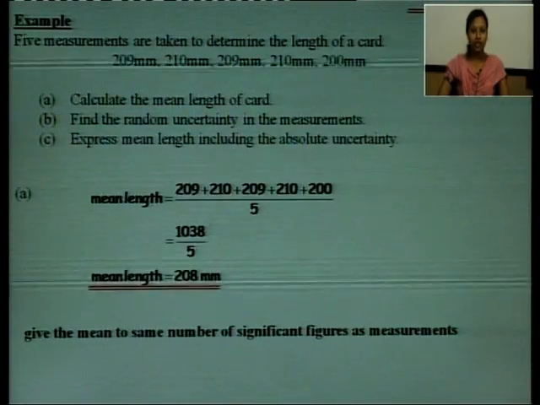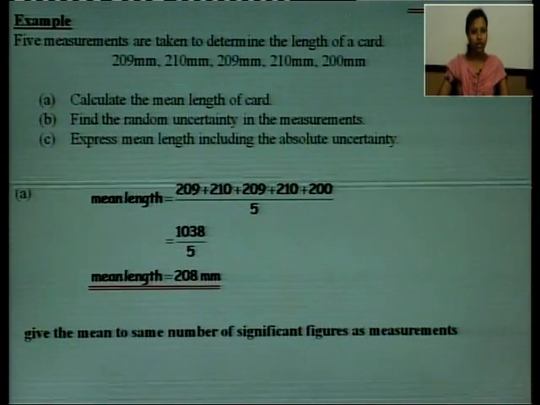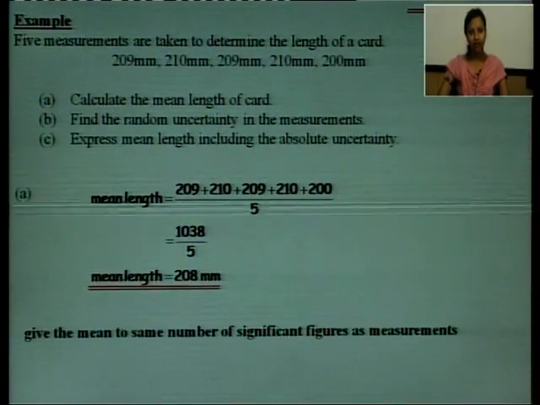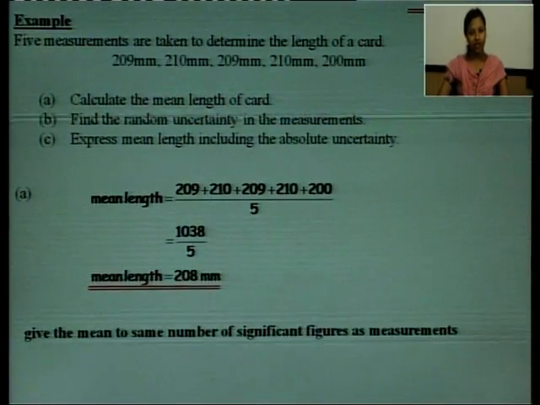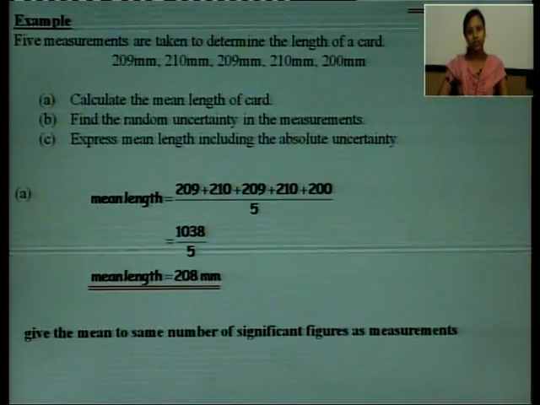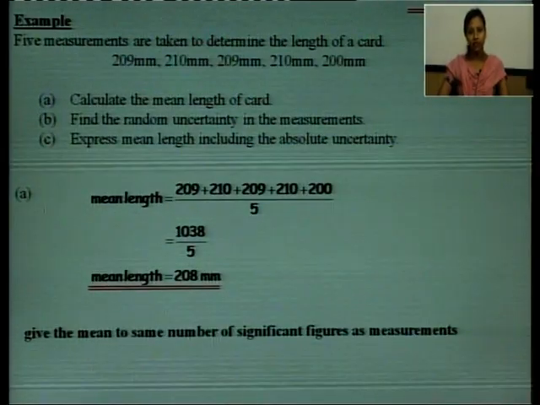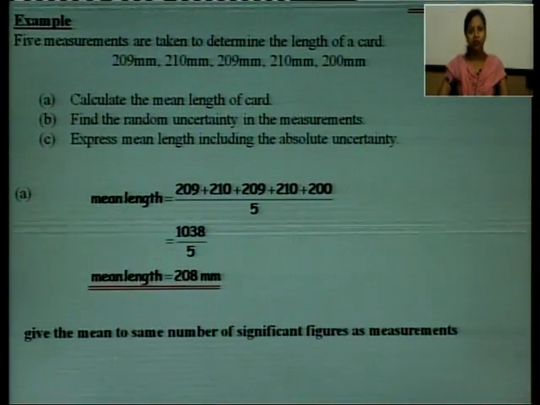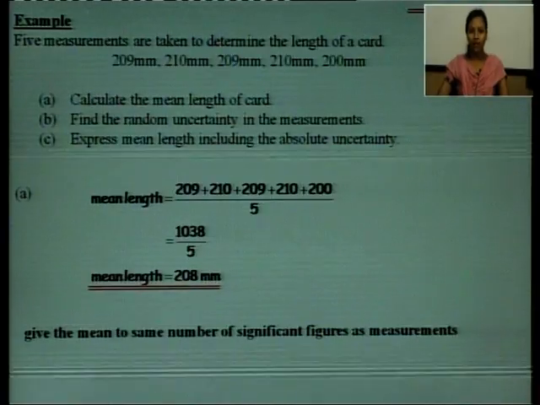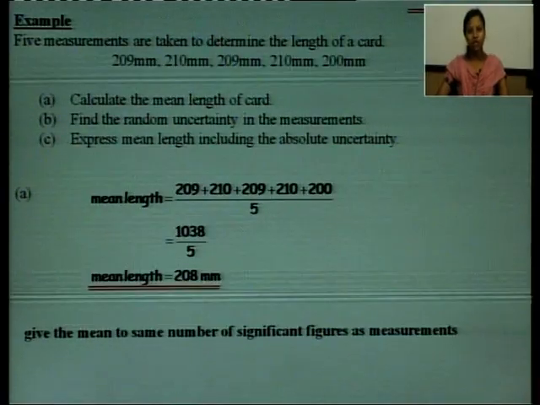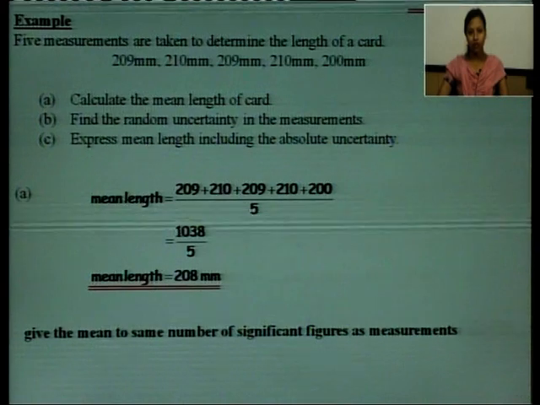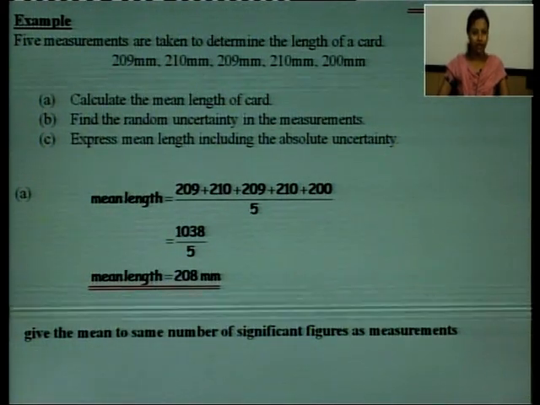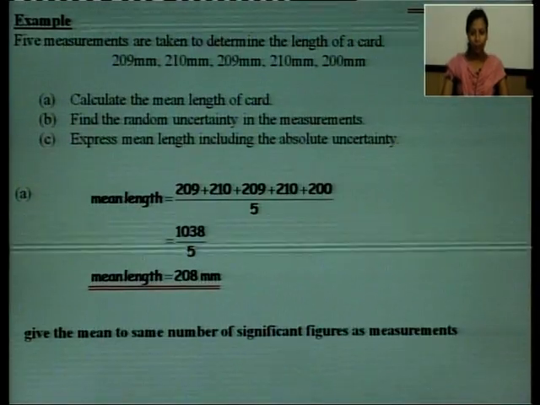The mean length can be found easily by taking the sum of all the measurements divided by 5. So it is equal to 208 mm. This gives the mean to the same number of significant figures as the measurements, so we can neglect the decimal point while keeping a total of 3 significant figures as in the measurements. Second, we need to calculate the random uncertainty in the measurement.